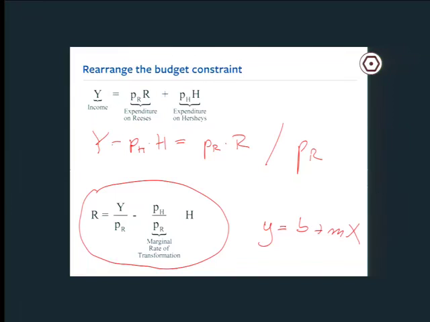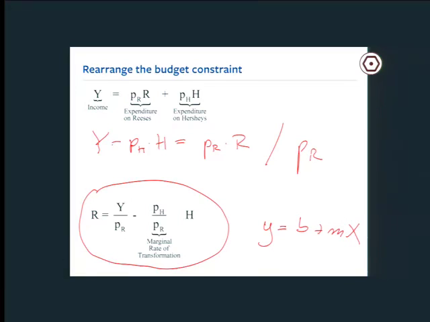But what do I have here? This is just the expression for a linear function where b is the intercept on the y-axis and m is the slope of the line, right? So here in this case, y, the dependent variable, is the number of Reese's. So the budget constraint's intercept, this number b right here, is this number right here, y over PR. So what does the intercept of the budget constraint on the y-axis really stand for? It means how many Reese's can I buy if I spend all my money on Reese's, right?